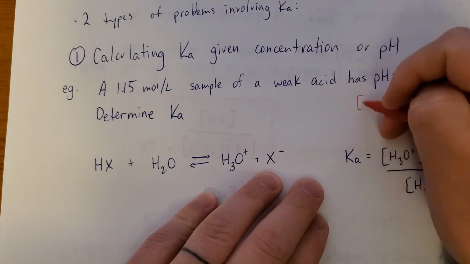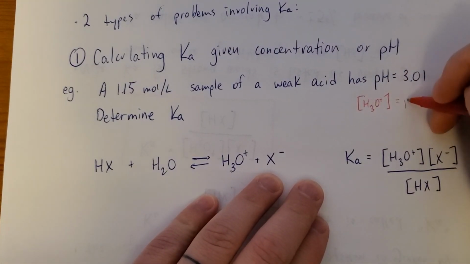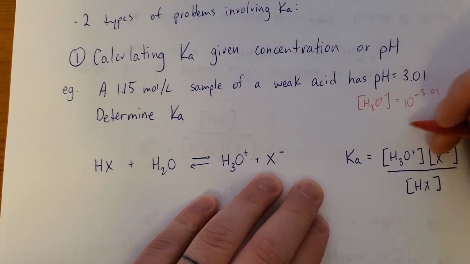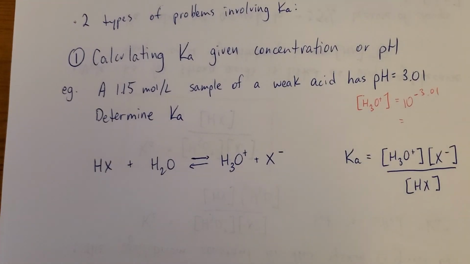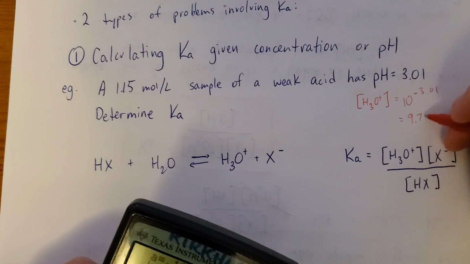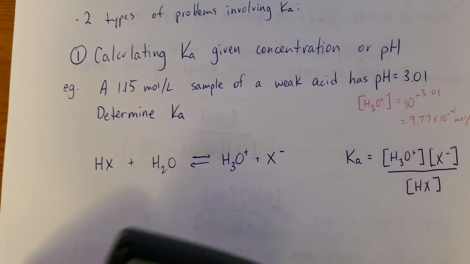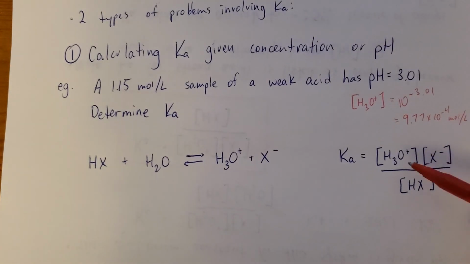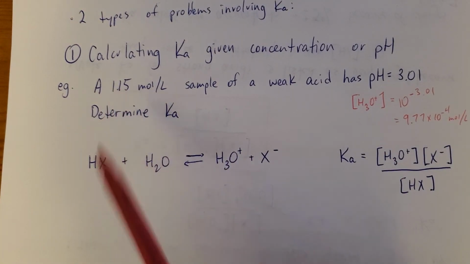So, at equilibrium, we just got to do this guy here. 10 to the power of the negative pH will give us that concentration. I get 9.77 times 10 to the negative 4. All right, so we know the H3O concentration. But we still don't know these guys. Remember, this is the equilibrium concentration. It might be a bit different than that. We're going to see that right away here.